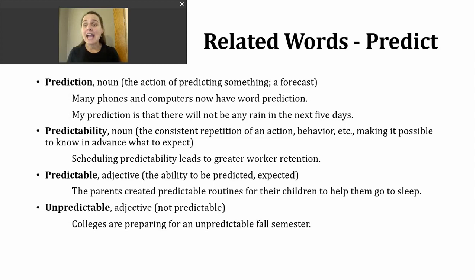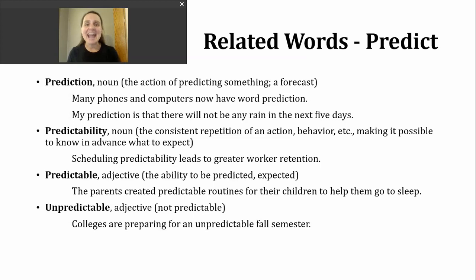Next, let's take a look at some adjectives. The first is predictable, right? And it means the ability to be predicted. Another way to say that is expected. Here's an example. The parents created predictable routines for their children to help them go to sleep. So again, if we think of that consistent repetition, so doing the same sort of thing every night, so they know, okay, it's about to be bedtime, that could be helpful in getting the child to go to sleep.